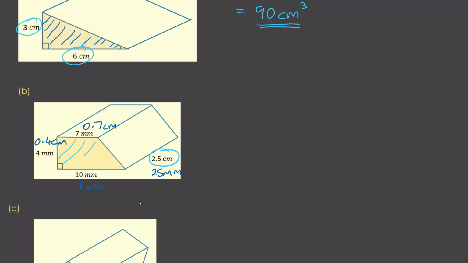The cross section here, as we can see, is a trapezium. So let's work out the cross-sectional area. So I'm going to do 7 plus 10. That's the parallel sides added together. Times 4 divided by 2. So that's the trapezium. And then I'm going to multiply that by 25. So that's with all of the lengths in millimetres.